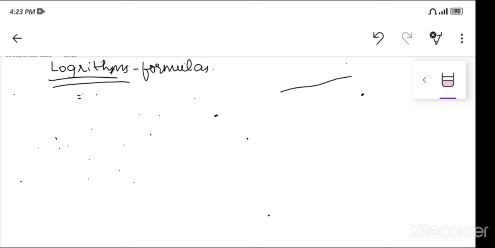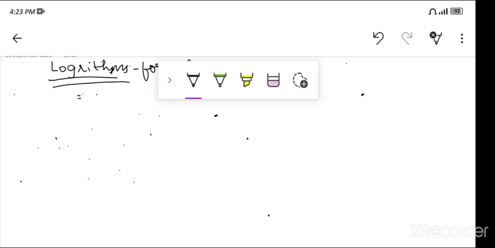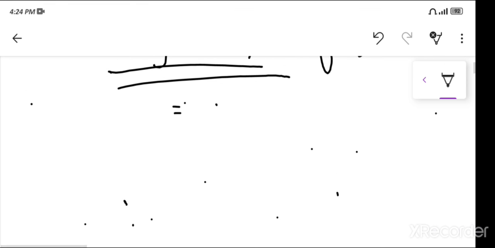Let me rub off that. Nice. Let me rub off that as well. Nice. Alright, now let us do sums based on these formulas.